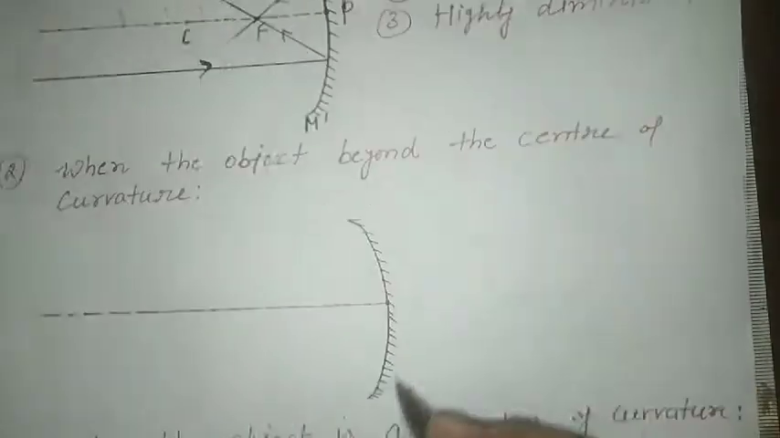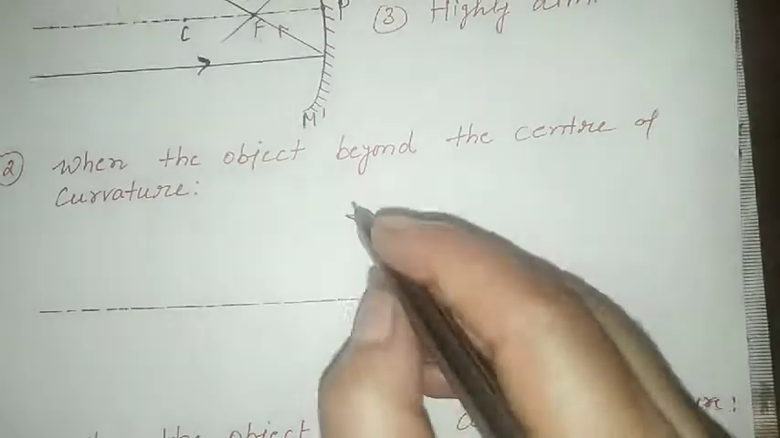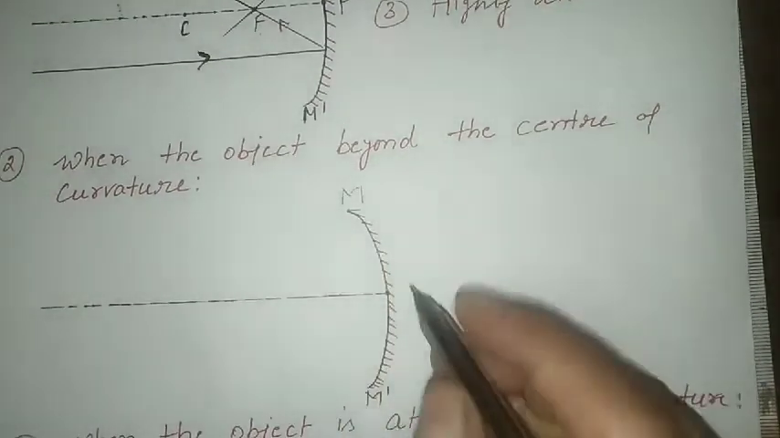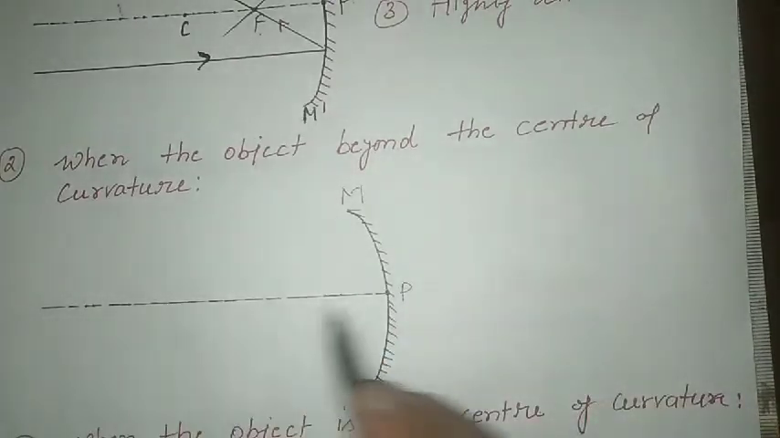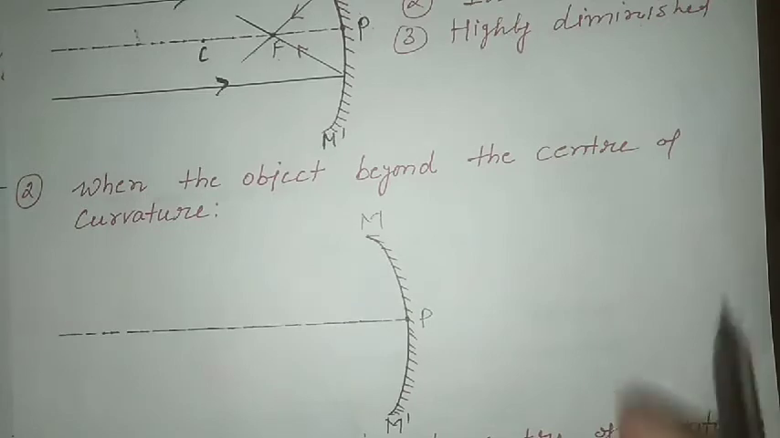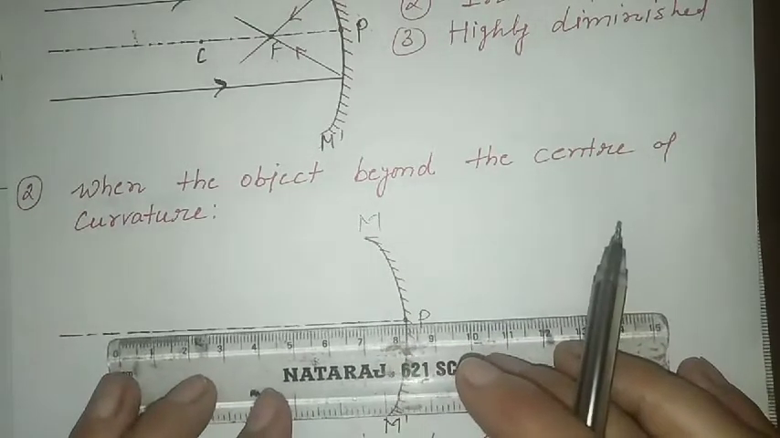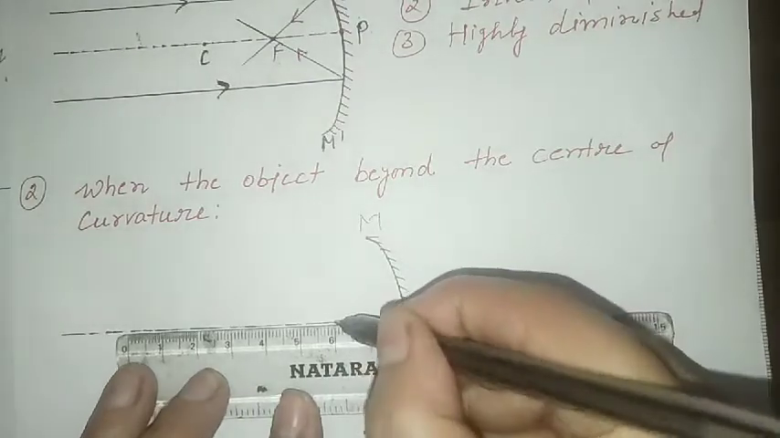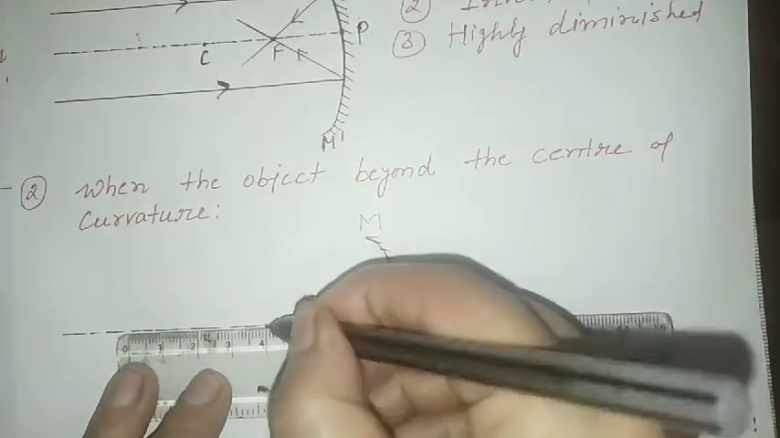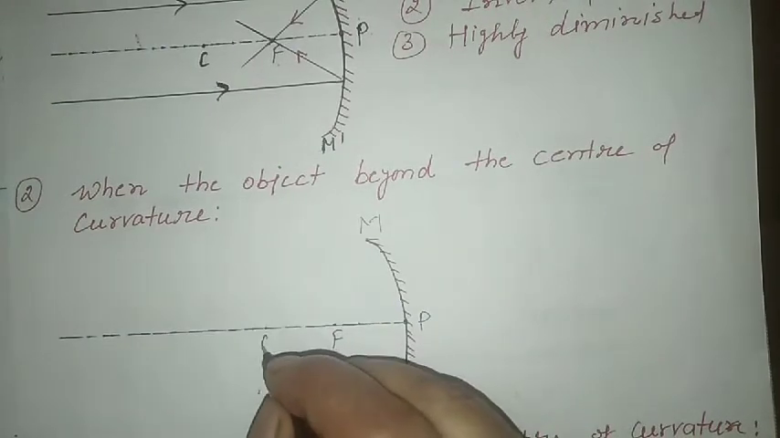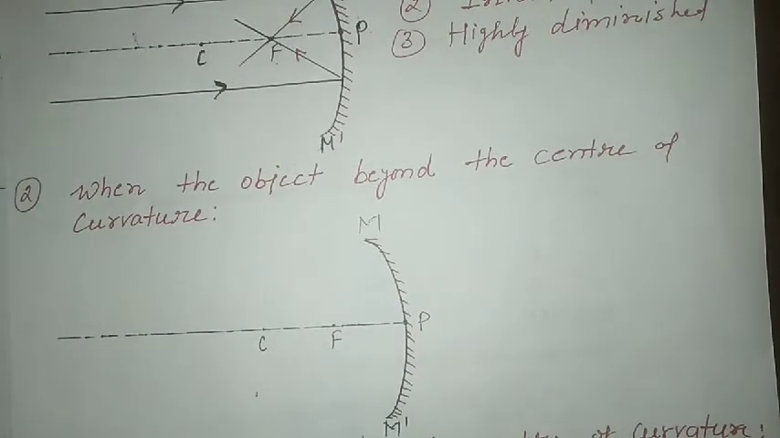So first of all we will draw here one mirror. We will name it as M dash, your choice what you want to give the name, and here is the pole, and this is the principal axis. At principal axis, again I will take here at a distance of 2 centimeter scale I am taking here. So this is the focus and this is the center of curvature. First of all we have to mark this.